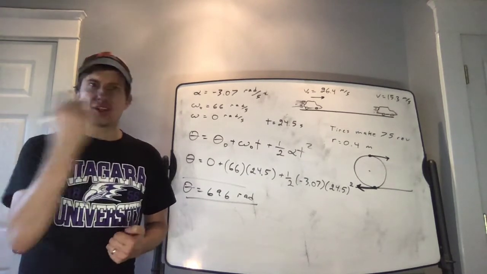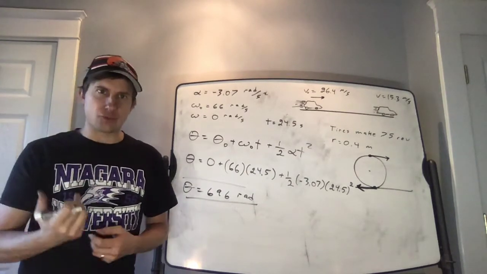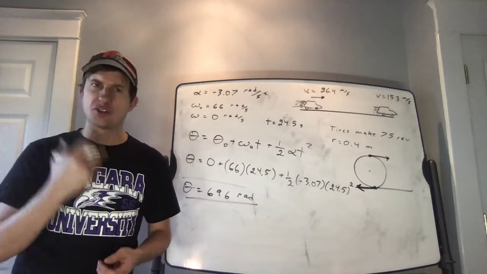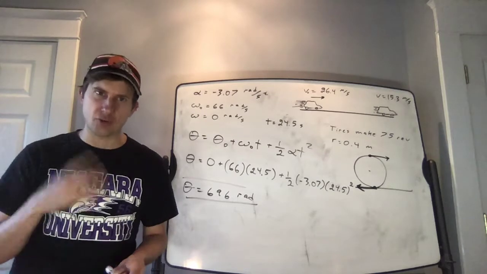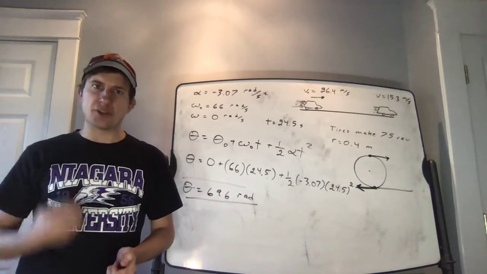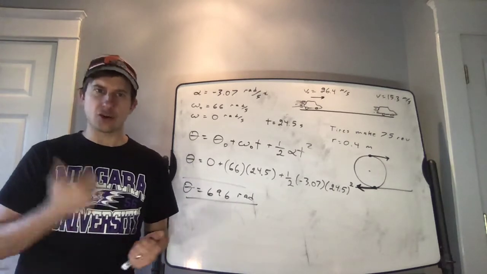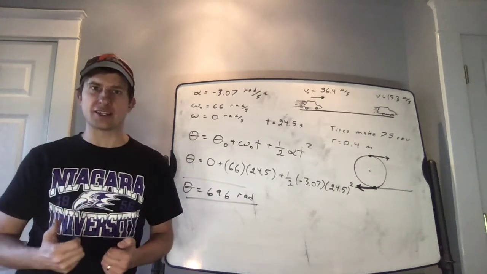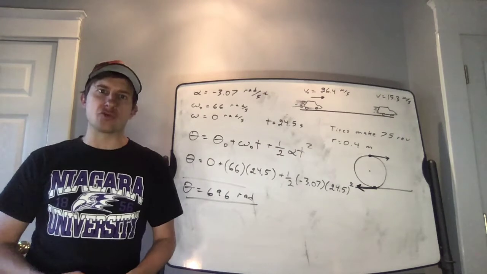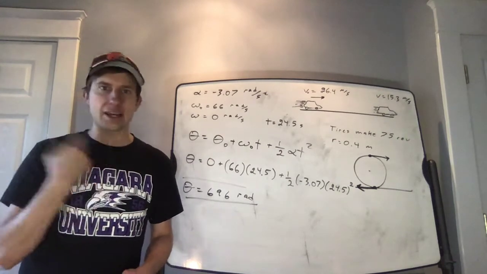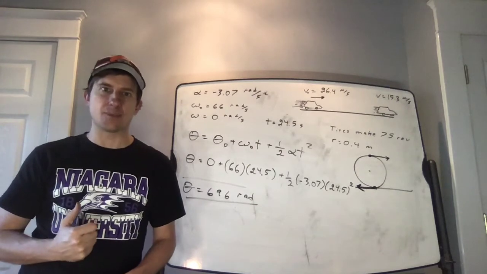If the tire spins around once, it will spin through an angle of 2 pi radians. Pi is 3.14, so it'll spin through a little bit more than 6 radians. If the tire spins around twice, it'll spin through 2 times 2 pi radians, so a little bit more than 12 radians. If the tire spins through 696 radians, it's going to spin through a lot of angle. It'll spin around many times.